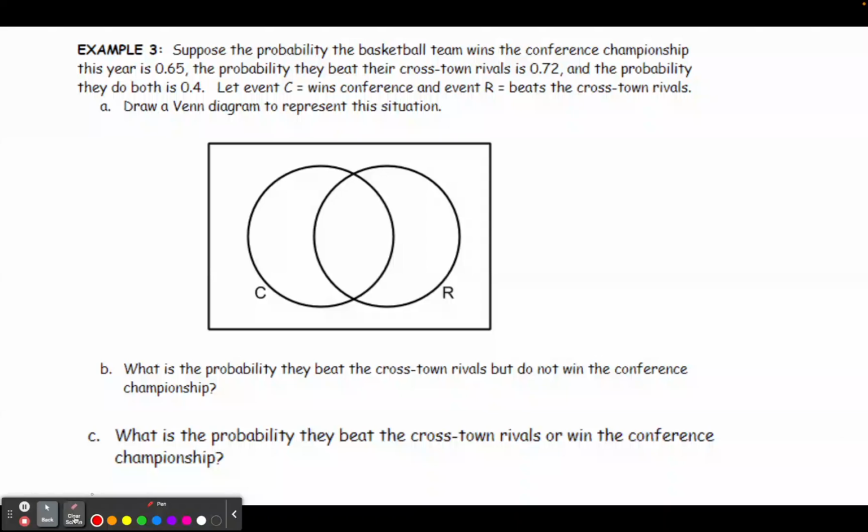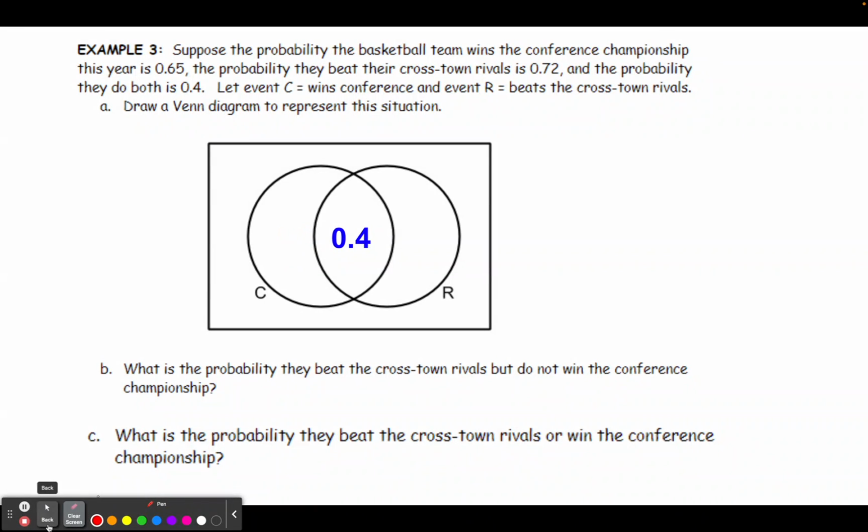I would recommend that you start with the center region always. So the center region represents both of those events happening, which of course is the 0.4. So we'll put that in there. Now, if we want to fill in the rest of circle C, we can't just fill in 0.65 right here, right? Already 0.65 and 0.4 is more than 100%, so that can't be correct.